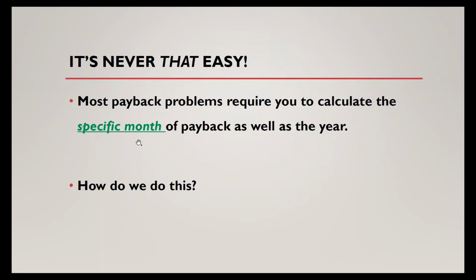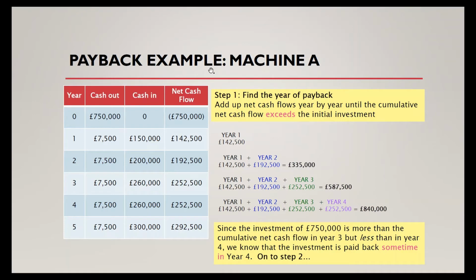Next, we are going to look at an example to see how to calculate the specific years and months for the payback period. In this example, we have machine A, which generates this amount of cash flow revenue, and for the maintenance, it will be 7,500 for each year. And the initial investment for machine A will be 750,000 pounds. As we have learned from the payback method, we have to calculate each year to see which year we can pay back the initial investment.